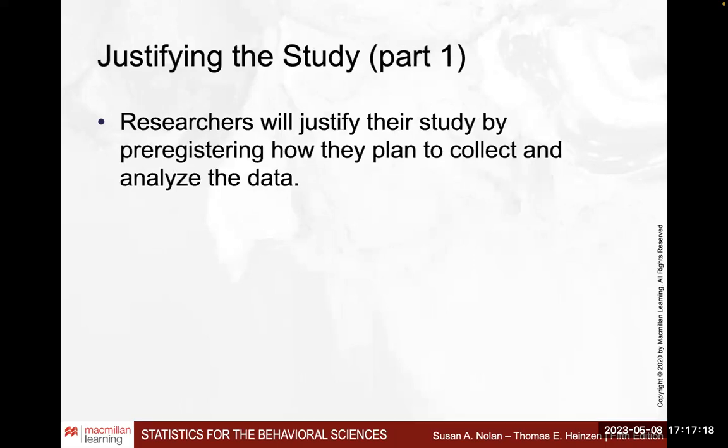So researchers will justify the study by pre-registration. We talked about transparency of research, and transparency of research is at the highest level if you have a predefined study design, predefined analysis, and you're stating all of this already before you even approach your first patient. And that's really how it's done.